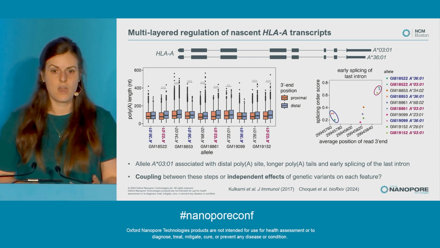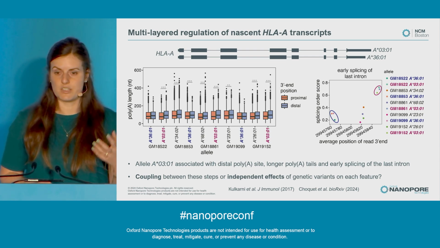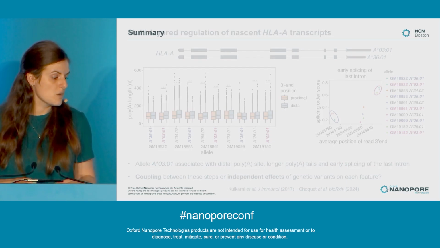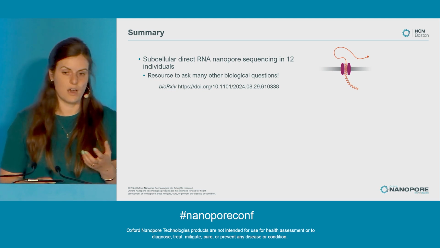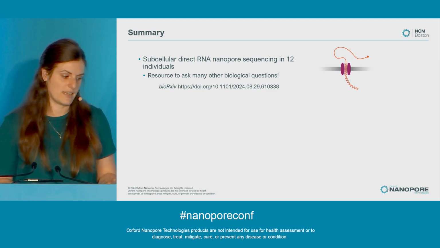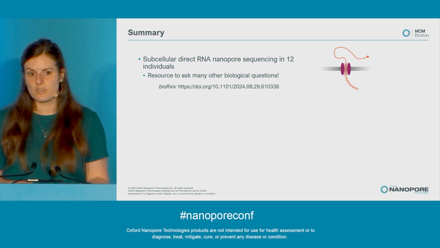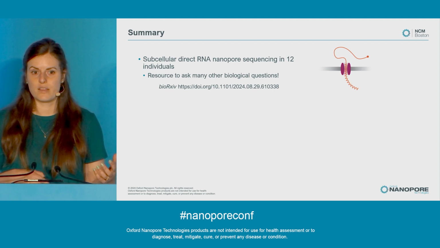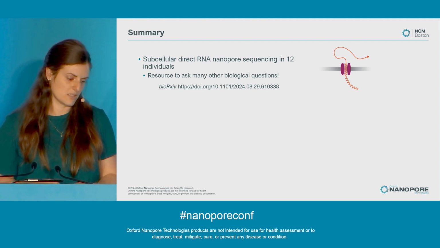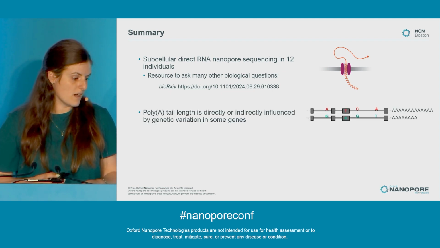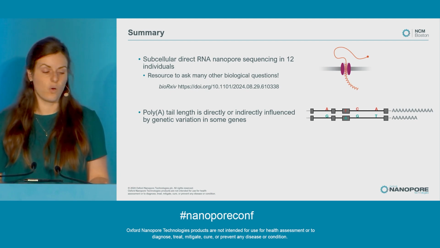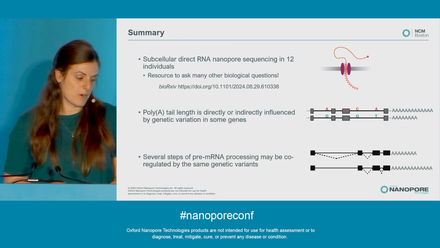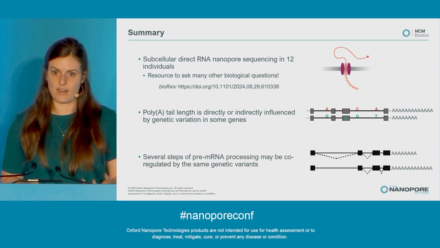So together, we see 3 different allele-specific features in HLA-A, which suggests that there may be coupling between these steps, although we can't exclude at this stage that there's an independent effect of genetic variance on each feature. So in summary, I've told you about our new data set of subcellular direct RNA nanopore sequencing, which we think is a really great resource to ask a number of other biological questions. And I'd invite you to check out our preprint, where there are a lot more splicing analyses than what I had time to tell you about today. We found that poly-A tail length is either directly or indirectly influenced by genetic variation in some genes, and that several steps of pre-mRNA processing may be co-regulated by the same genetic variants.